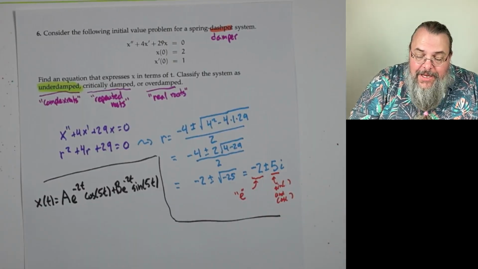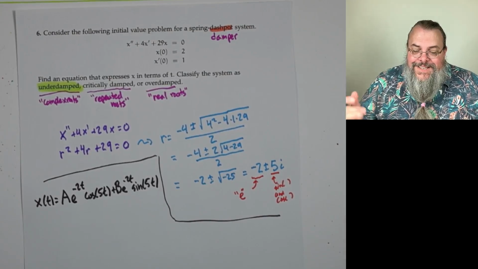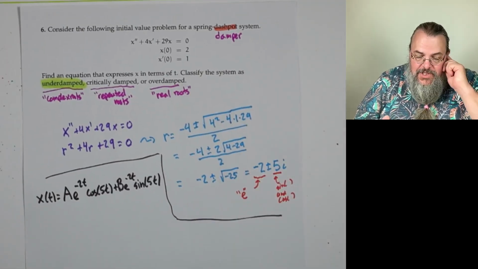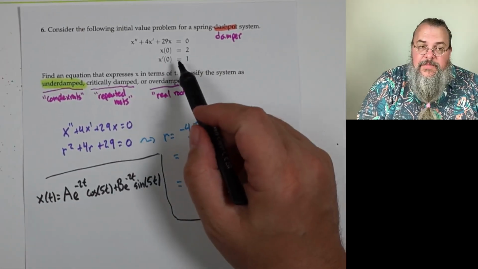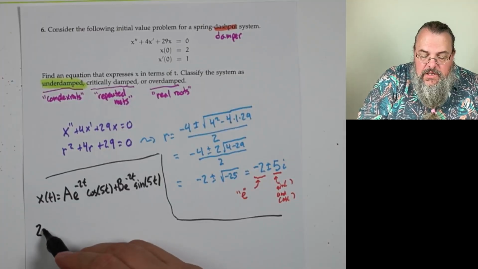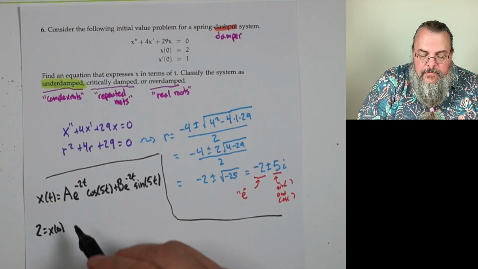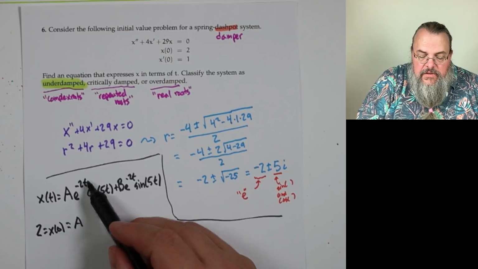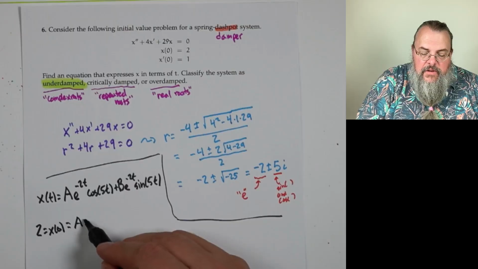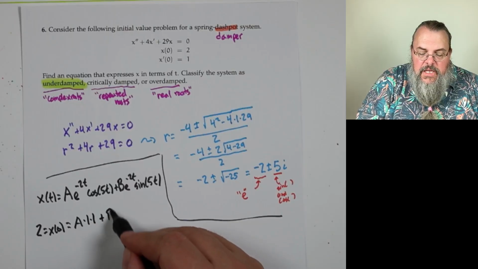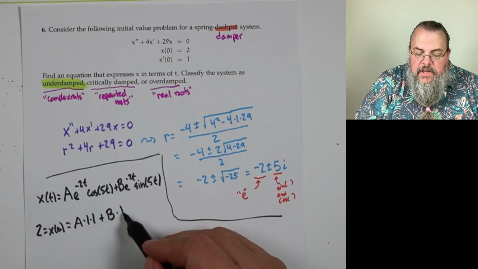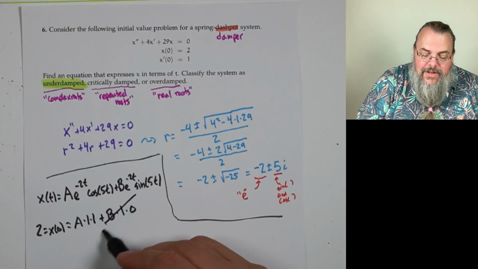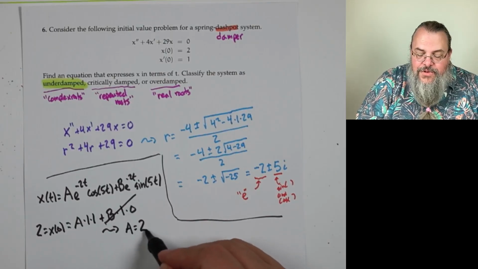So the only thing left, what are A and B? That's where the initial values come from. Okay, so we know what happens when we plug in 0. We are told 2 is equal to x of 0. Well, we get A, and then we have e to the 0 is 1, cosine of 0 is 1. So A times 1 times 1, plus B, e to the 0 is 1, and sine of 0 is 0. So that goes away. So that tells us, aha, A equals 2.